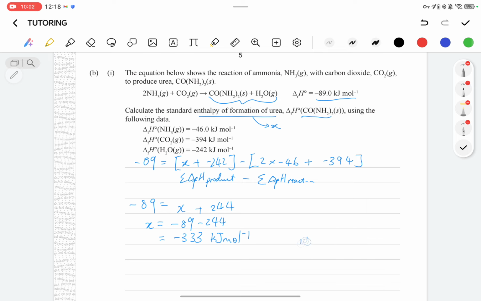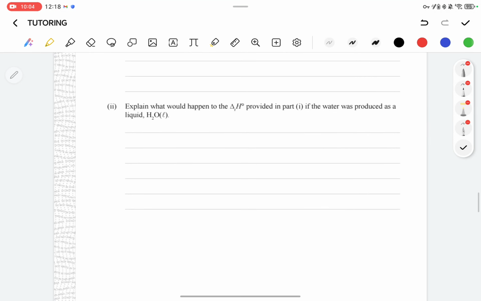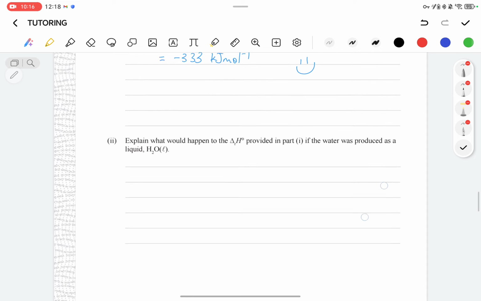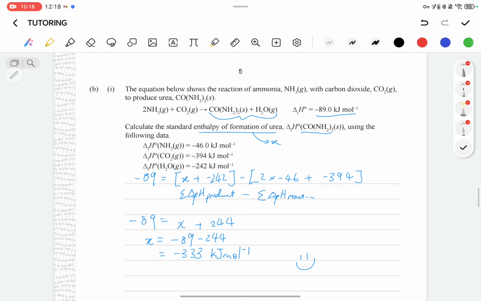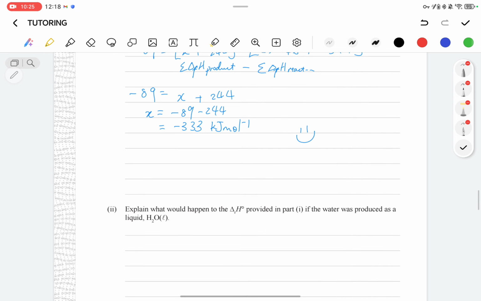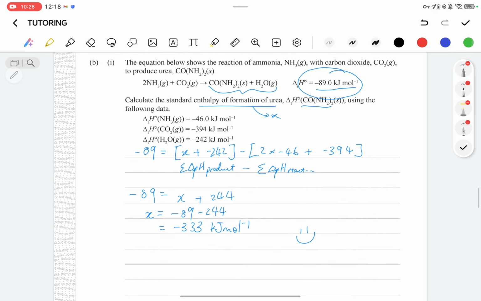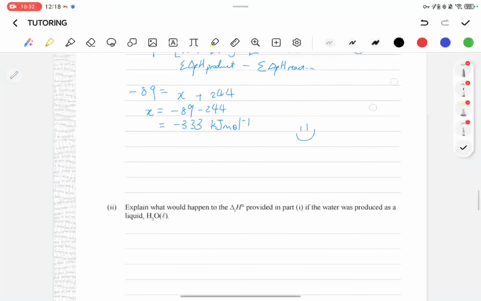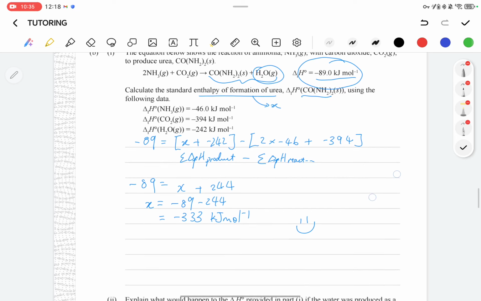Would you like to do part 2, Leo? Well, we'll see. We need to explain what would happen to the delta H provided in part 1 if the water was produced as a liquid. Here, the water is produced as a gas, but we need to figure out what would happen if it was produced as a liquid.